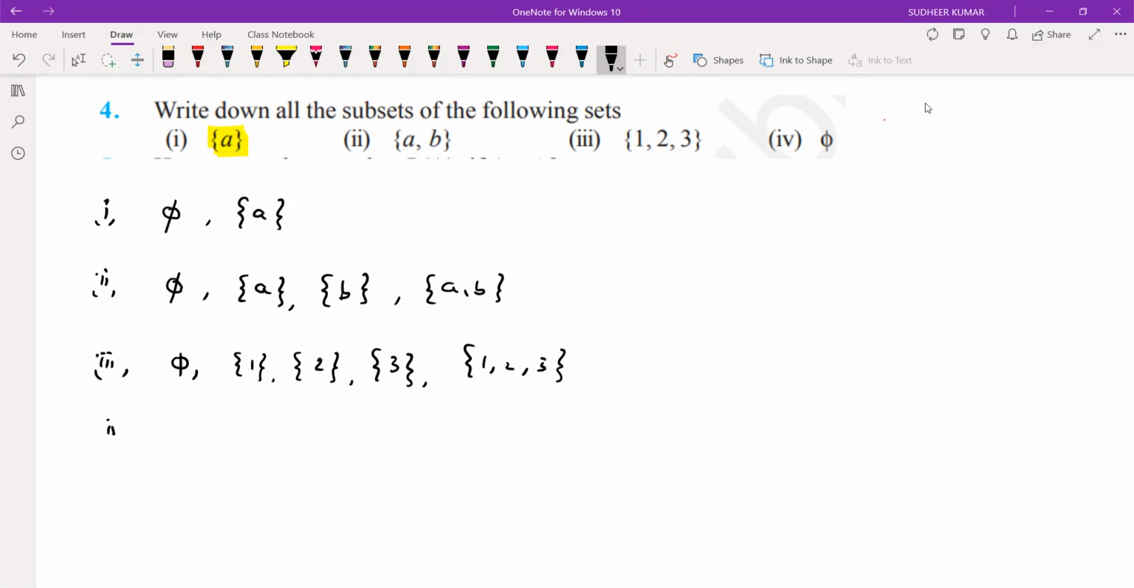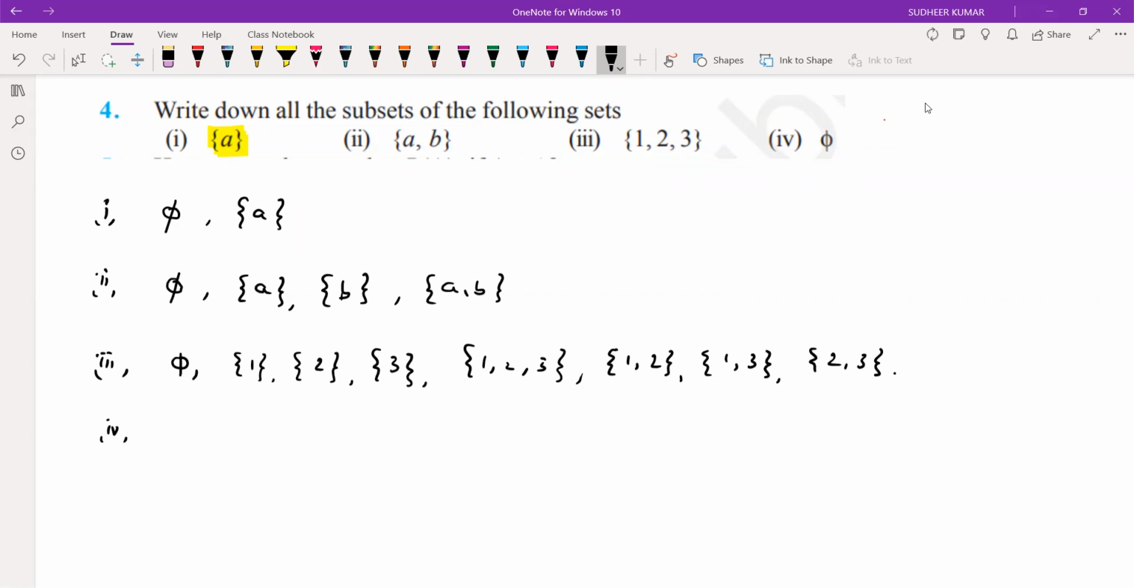And the fourth one: {1, 2}, {1, 3}, and {2, 3}. These are the subsets. Because the set consists of 3 elements, we should get 8 subsets, as we generalize the formula 2 power n.